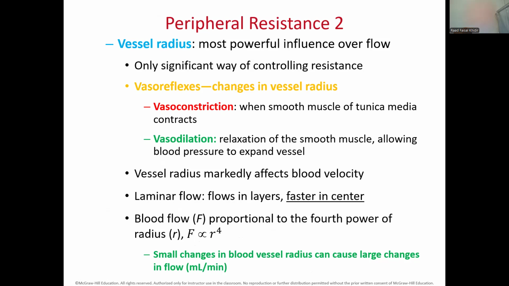That's why one of the treatments for blood pressure is to target vasodilation and vasoconstriction. If we want to drop the blood pressure, we increase the blood vessel diameter, and the resistance is going to drop. It's going to drop the blood pressure significantly. Is that clear?